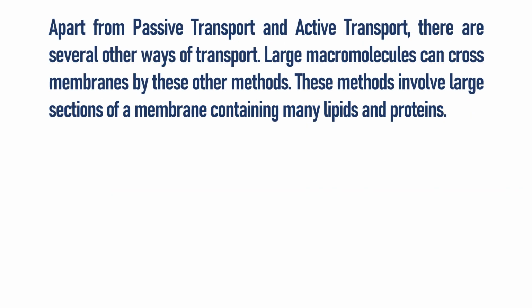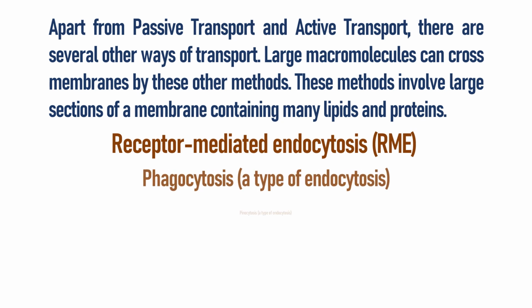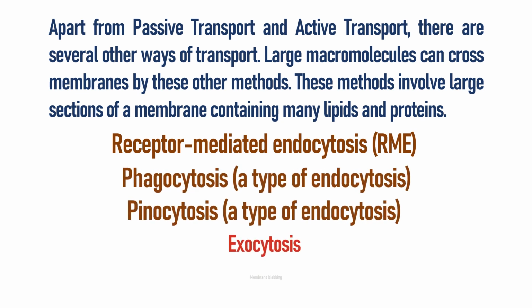Apart from passive transport and active transport, there are several other ways of transport. Large macromolecules can cross membranes by these other methods. These methods involve large sections of a membrane containing many lipids and proteins. We have receptor-mediated endocytosis, phagocytosis, pinocytosis, and exocytosis. Membrane blebbing.